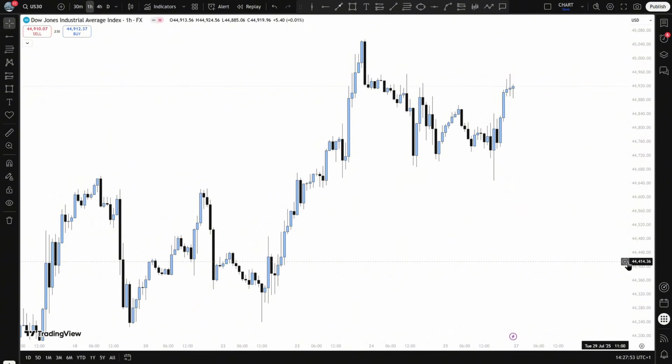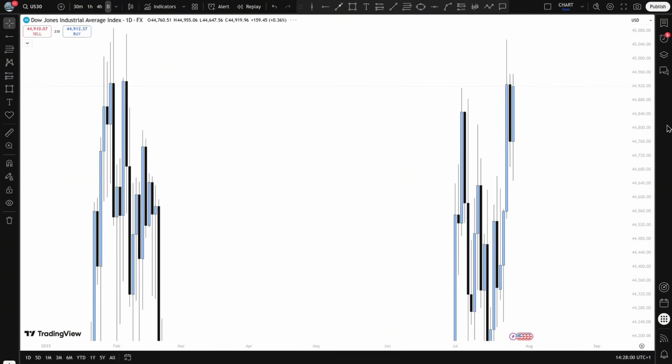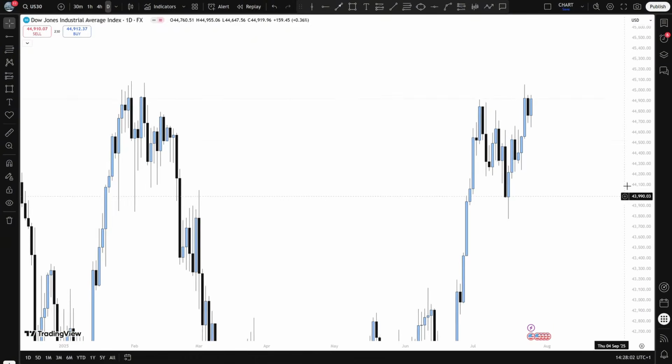All right, guys, and this is the 1 hour time frame on the US30 market. Checking from last week, right? Gold and US30 played out exactly how we wanted it to play out.